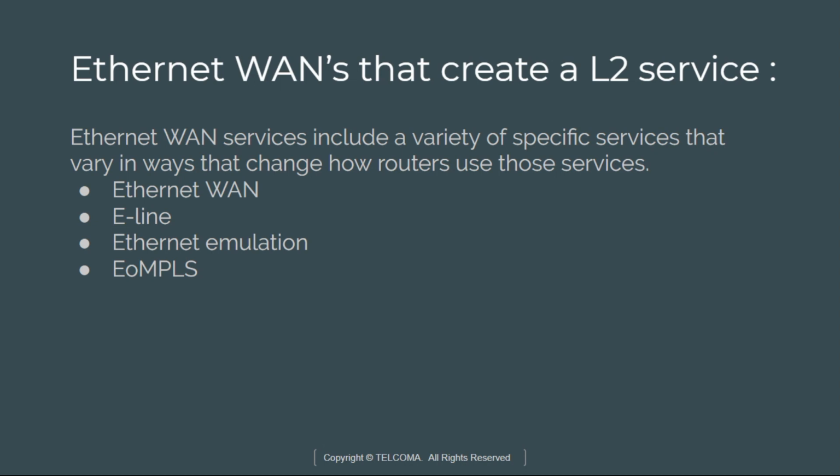Ethernet WAN is a generic name to differentiate it from Ethernet LAN. Then we have E-Line, which is Ethernet line service. It is a term from the Metro Ethernet Forum, MEF, for the kind of point-to-point Ethernet WAN service shown. Ethernet emulation is a term which emphasizes that the link is not a literal Ethernet link from end to end. EoMPLS refers to Multiprotocol Label Switching, a technology that can be used to create the Ethernet service for the customer.